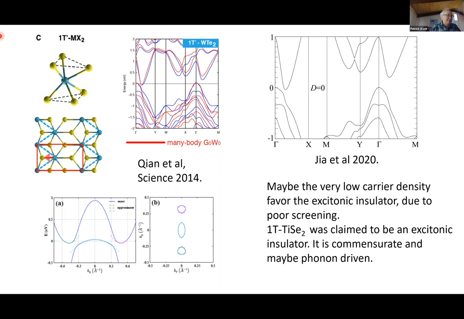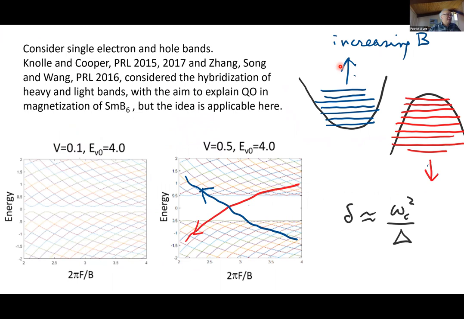So what's the mechanism? It turns out that these people were considering this issue in connection with a similar observation in samarium hexaboride, which is a Kondo lattice, a Kondo insulator, but it again involves a crossing of two bands. So I just borrow the story for the excitonic insulator case. The excitonic insulator is where we have an electron band and a hole band, and the Fermi level is here. If I have a magnetic field, before turning on the excitonic coupling, I have discrete Landau levels.